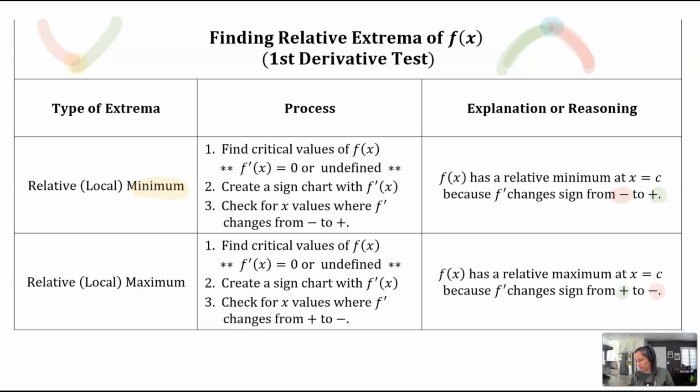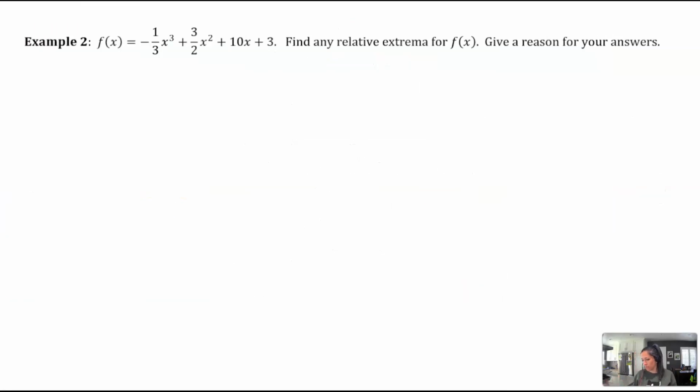There's a process here. Basically, the process is exactly the same as what we did to find our intervals of increasing and decreasing. Find those critical values, throw them on a number line, make a plus minus table, and then we can see if there are changes from positive to negative in our plus minus table, indicating that we have a relative or local extrema. So let's go ahead and see one example.